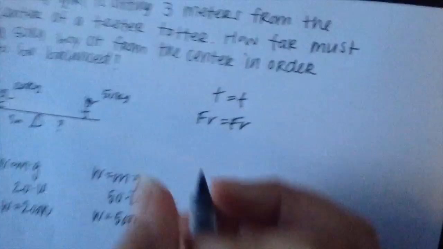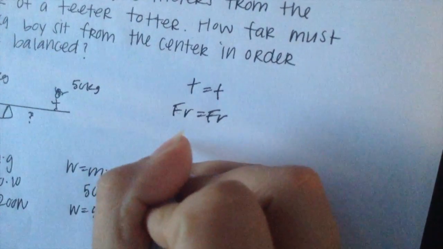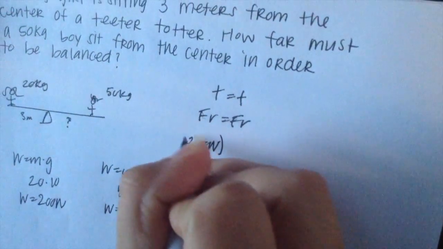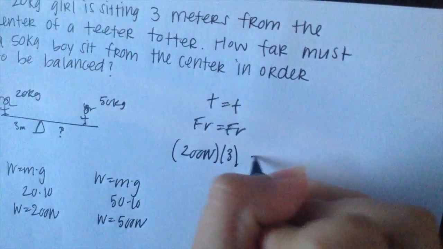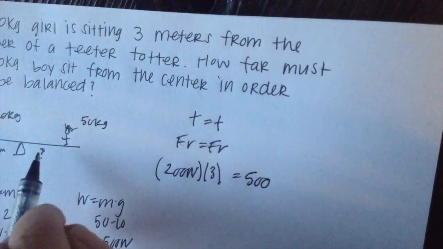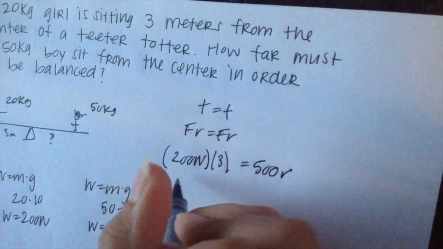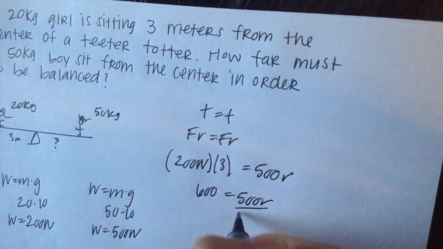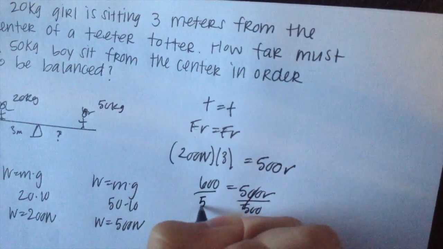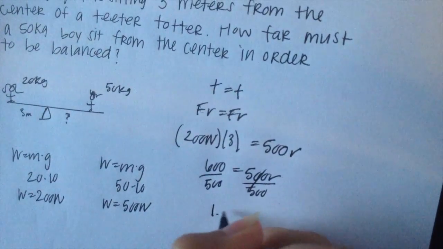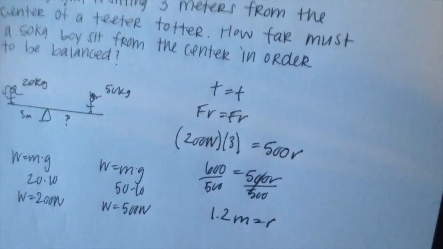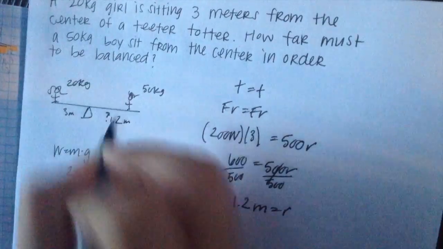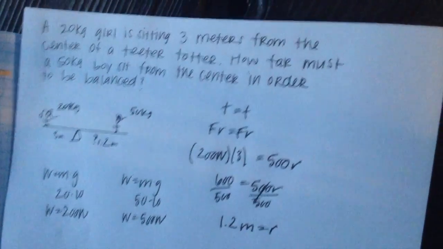Now that we have that solved, we are able to plug in to solve the problem. So this is for the girl, this is for the boy. So it's 200 newtons times 3 equals 500 times R. We don't know what the radius is, so we leave it as R. So 200 times 3 would be 600 equals 500 R, divided by that, so we can find the radius, and we get 1.2 meters, which is equal to the radius. So 1.2 meters would go right there, and that's how we figure out where the boy has to sit to be balanced.